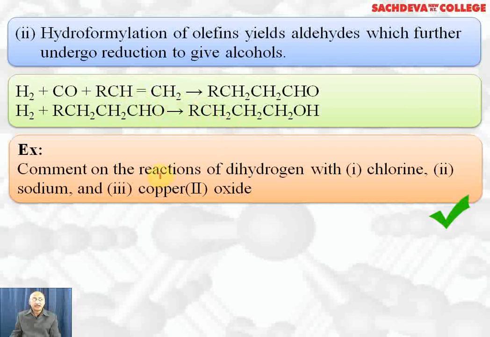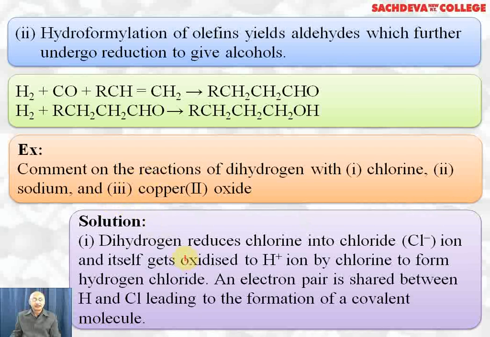Let's take up an example. Comment on the reaction of dihydrogen with chlorine, sodium and copper oxide. Hydrogen reacts with chlorine, so hydrogen acts as a reducing agent, whereas chlorine acts as an oxidizing agent. Chlorine gains an electron to form chloride ion, whereas hydrogen loses an electron to form H positive ion. An electron pair is shared between hydrogen and chlorine, leading to the formation of a covalent bond. But this bond has 21% ionic character because it is a polar covalent bond.